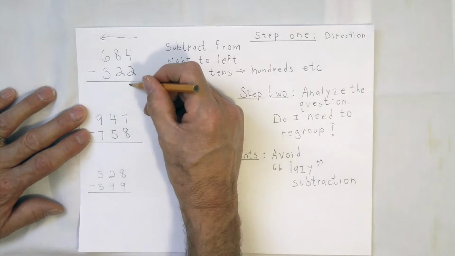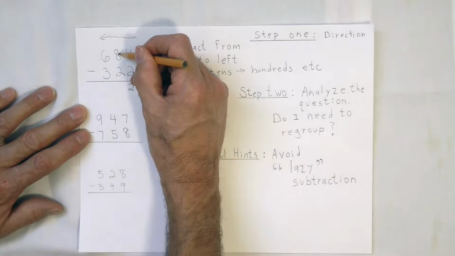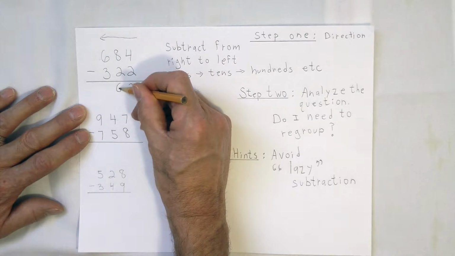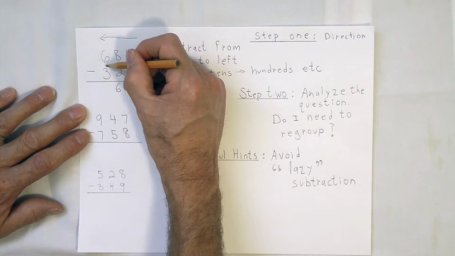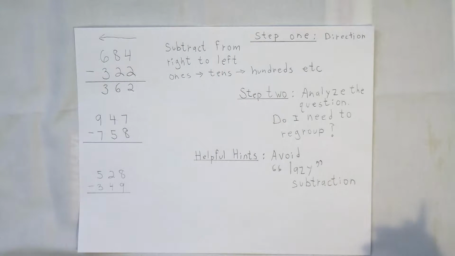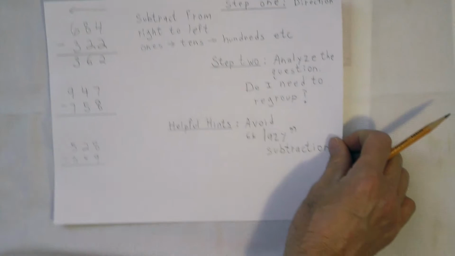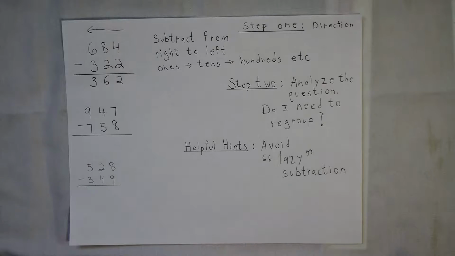4 take away 2 is 2. The tens are next. 8 minus 2 is 6. The hundreds are next. 6 minus 3 is 3. And we would keep going toward the thousands and 10,000s, etc. In this first example that we see, there is no regrouping required. However, in the second group, there is. So when we subtract from right to left, ones, tens, and then the hundreds.